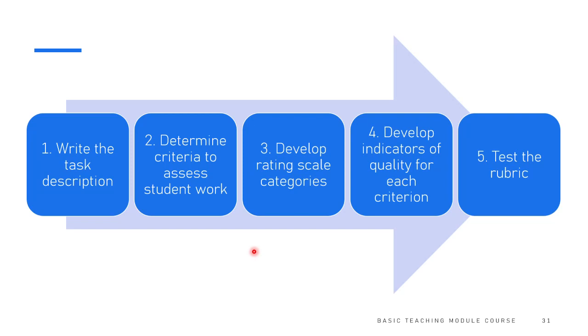Bismillah, in this video we are going to explore how to formulate an assessment rubric. This is the overview of the steps. There are 5 steps here. The first one is to write the task description, then determine the criteria, then determine the rating scale or develop the levels, and then write or develop the indicators for each criterion, and then test the rubric.